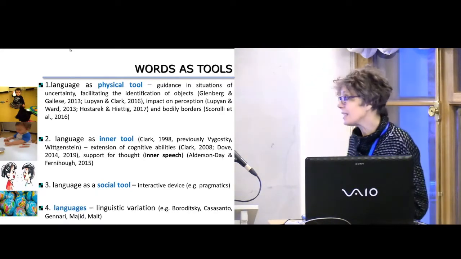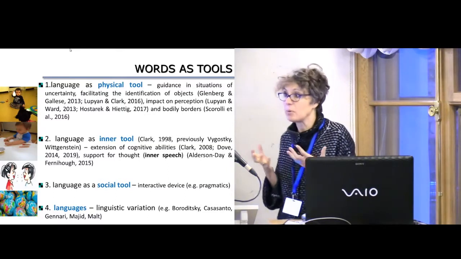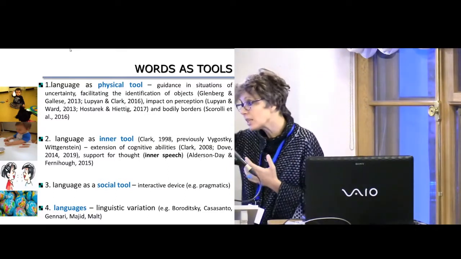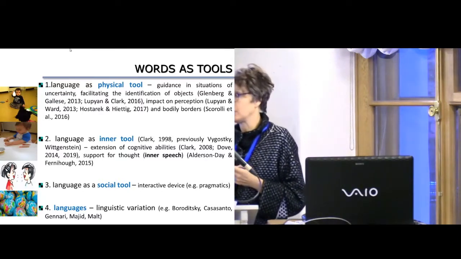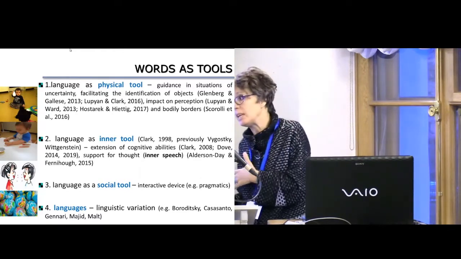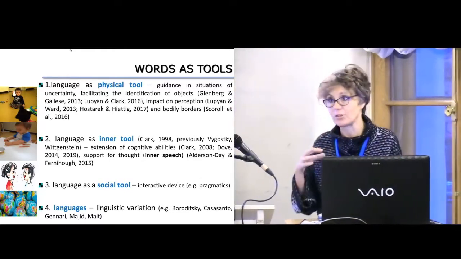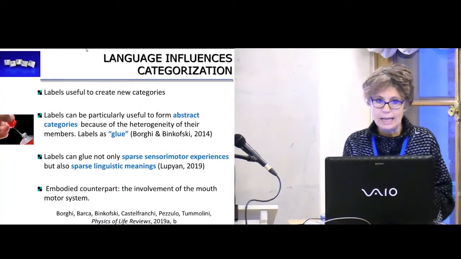And in the last years, many studies are starting to show that it's important to study not only how language influences cognition, but how languages influence cognition. So linguistic and semiotic variation: how the different languages we speak, Russian versus Italian versus English, influence our way to think.